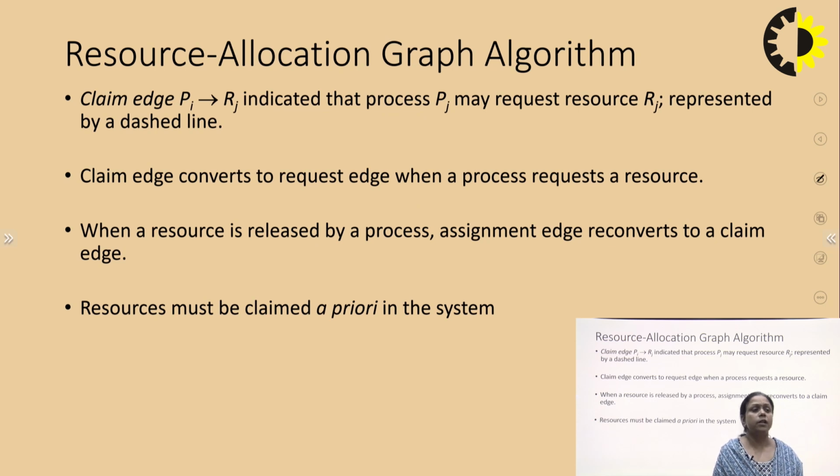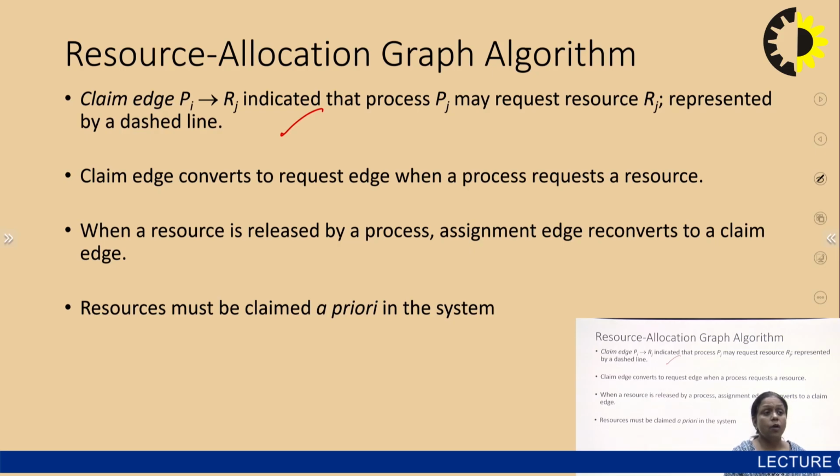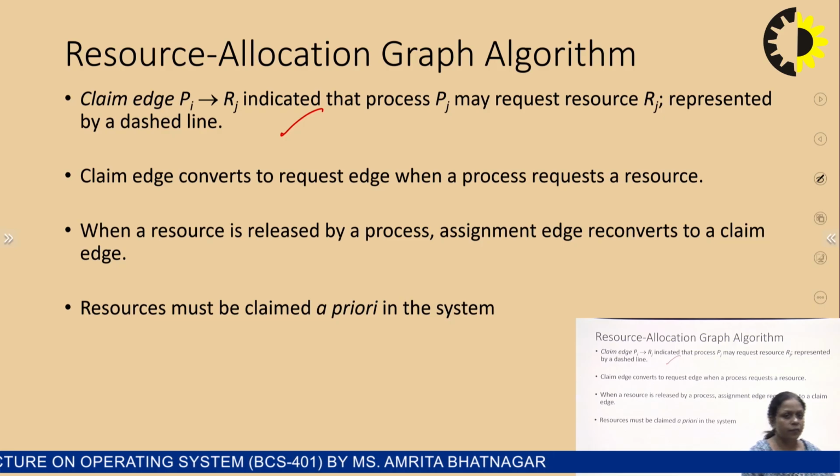Now next is the resource allocation graph. Here in this case you can see the claim edge. The claim edge will predict whether there is a possibility of deadlock or not. The claim edge indicates that process Pi may request resource Rj, represented by a dashed line. So this is represented by the dashed line. The claim edge converts to a request edge when the process requests a resource. When a resource is released by the process, the assignment edge converts to a claim edge.